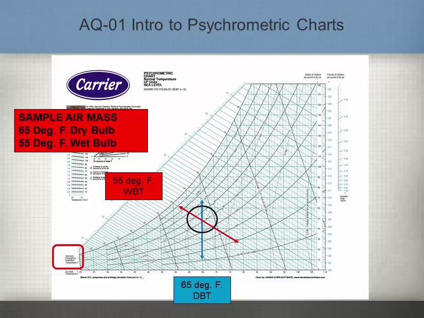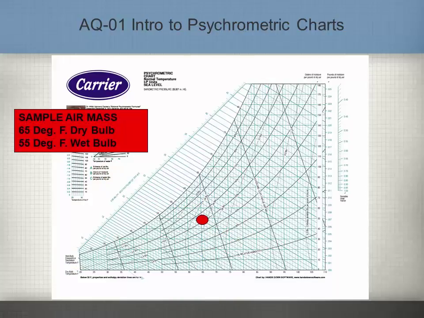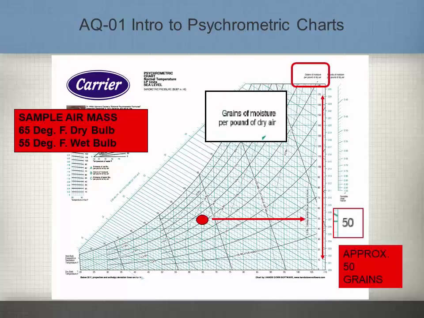At the point where these two lines intersect will be the origin point of determining the air quality values. Where these two lines intersect, draw a dot for the reference point. From this point of intersection, we find a horizontal line. Following this horizontal line to the right of the chart, we can see a value of 50. This 50 refers to the grains of moisture that is in this particular air mass.